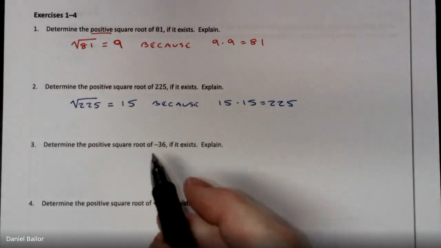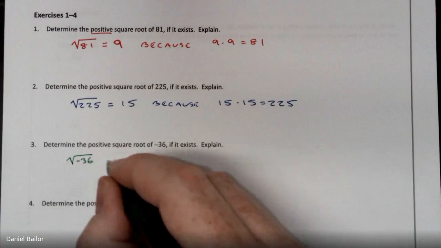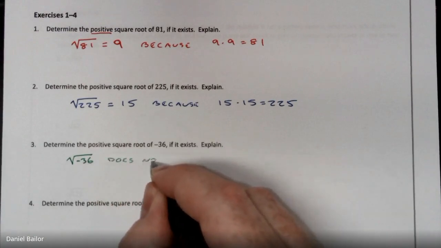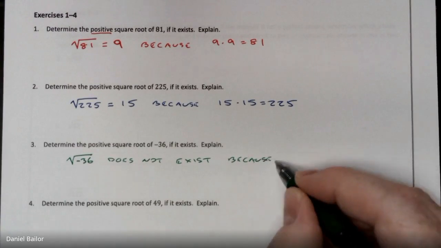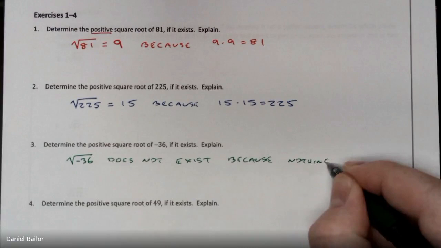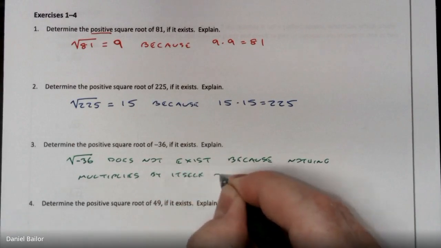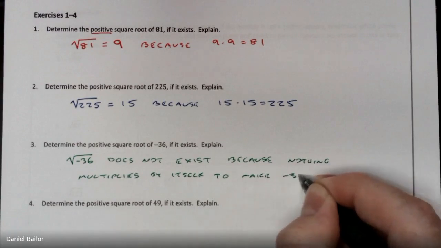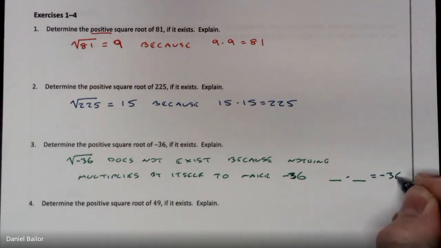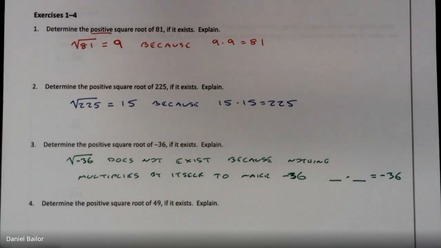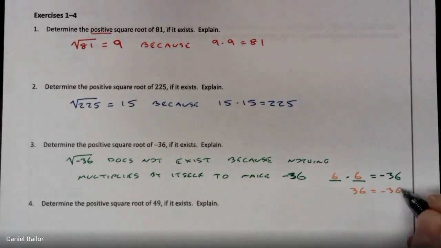The positive square root of negative 36, the square root of negative 36, this does not exist. And the reason this does not exist is because nothing multiplies by itself to make negative 36. Try it. You need something times something to make negative 36. Now you might say, what about 6 times 6? Well, 6 times 6 is 36, not negative 36.